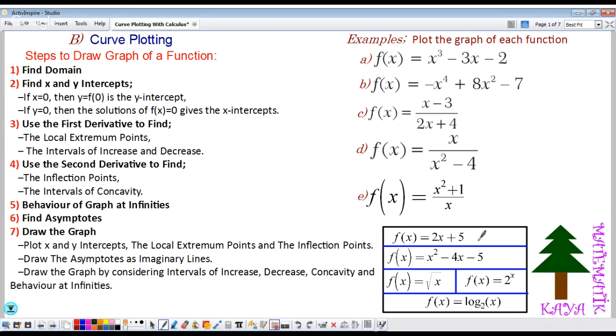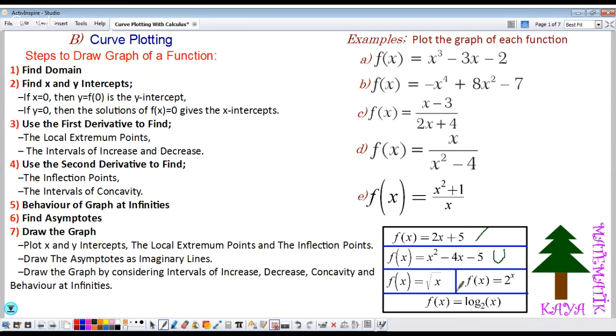So here we have some more examples from previous times. These are some graphs that we did draw before. This one is a linear function, so the graph of it is a line. So you find 2 points and draw the graph. This one is a quadratic function, so it will be a parabola. You find x-intercepts, vertex, y-intercept, and draw the graph. Then square root of x, exponential function, logarithmic functions.